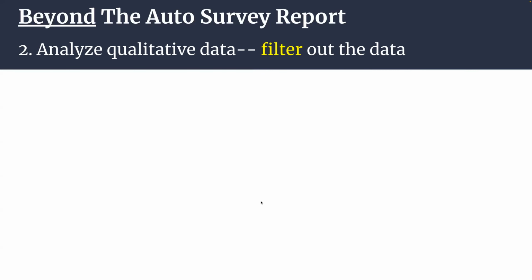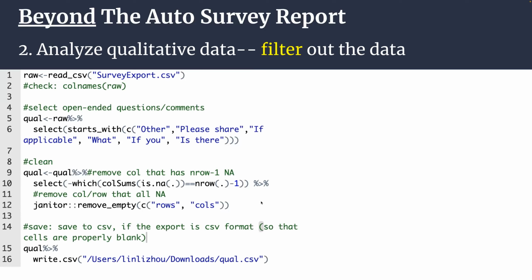So we start by loading our survey data into R using, again, the read CSV function, and store the data, again, called raw. This should be really familiar to you at this point, because we've used exactly the same code for the quantitative group analysis and cross-table part. Starting with the next few lines of code, they are specific to filtering out qualitative data.